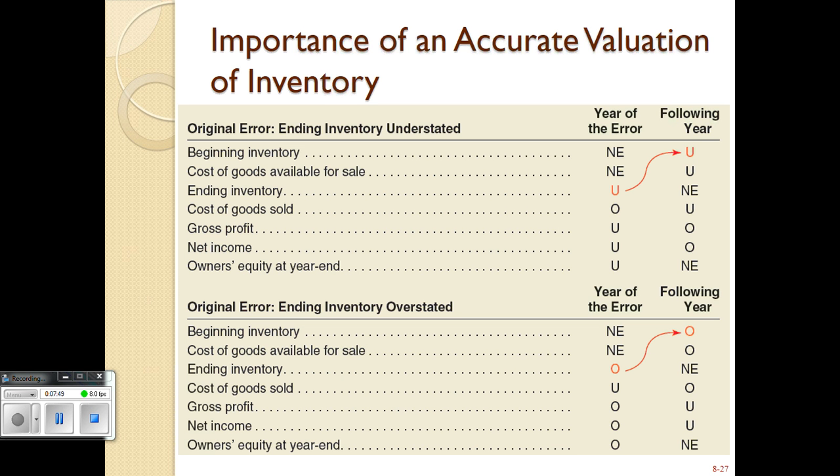The problem is, from an accounting standpoint, it matters, and it's important not only because it impacts this year, but it impacts the following year. So if I miscount the inventory, it not only impacts this year's financial statements, but it impacts next year's financial statements. And you can see here, depending upon whether ending inventory is understated or overstated, it impacts this year's and the following year's financial statements.